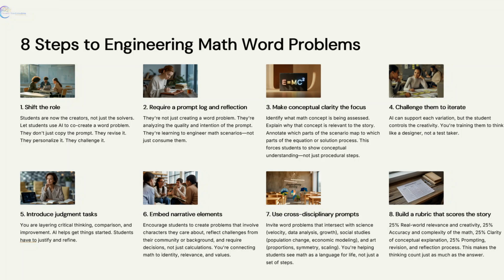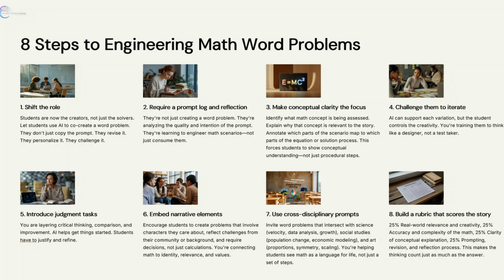Number five, introduce judgment tasks. Sample activities can include: use AI to generate three word problems based on the same concept. Rank them from easiest to hardest and explain your ranking. Revise the weakest one to make it stronger. Now we've layered in critical thinking, comparison, and improvement. And AI helps get things started, but students have to justify and refine.